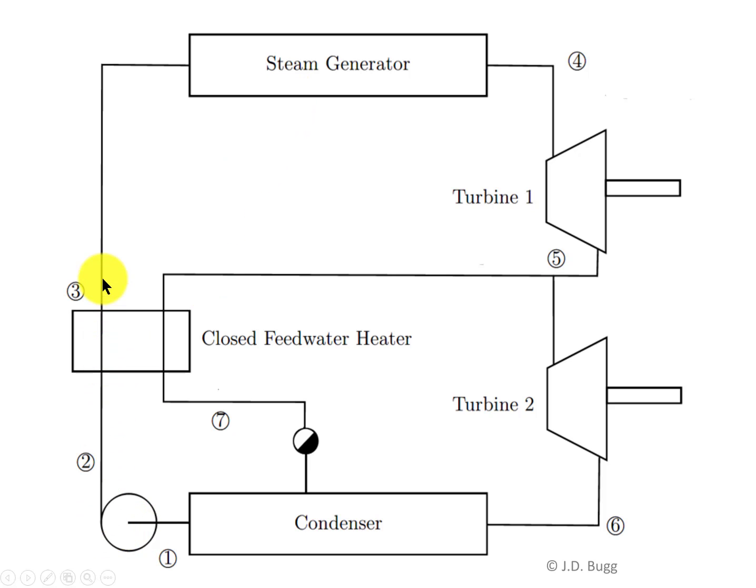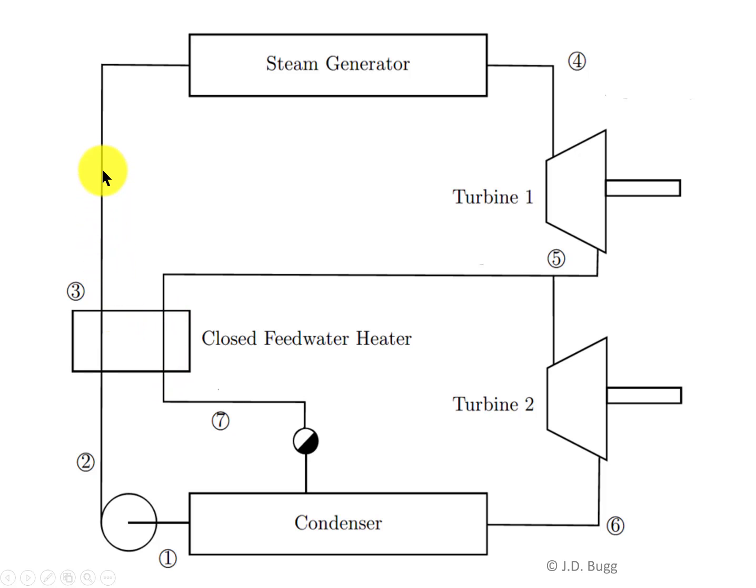You'll notice there's only one pump in this particular system, so it has to get us from the condenser pressure all the way to the steam generator pressure. After that, condensate is pressurized to point 2, then it passes through the closed feedwater heater. That's where it receives heat from this extracted steam over here. In a closed feedwater heater, there's no mixing between the feedwater going through on this side and the extracted steam going through on this side.